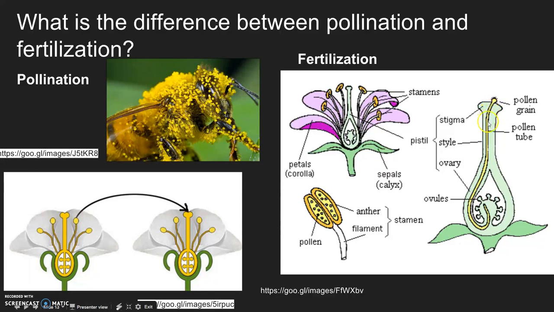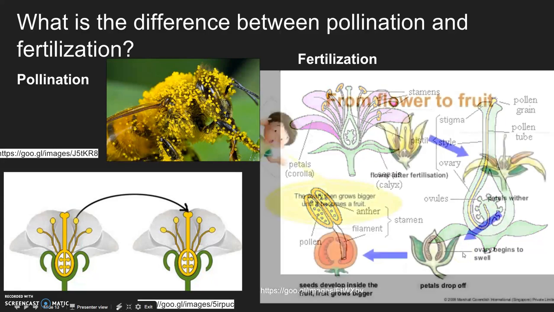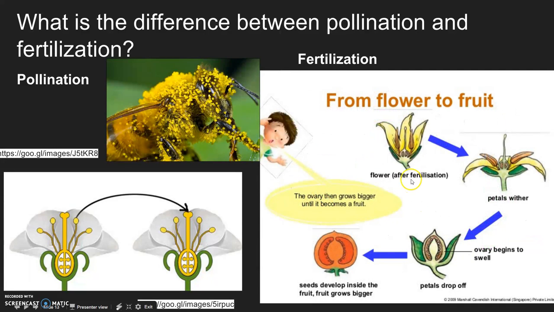And it creates a tube that goes all the way down the style and it goes into the ovary and into the ovules. And that allows the sperm cells that are in the pollen to connect with the egg cells that are in the ovules. And so now the ovules are fertilized. So what's going to happen next? You got it. Okay. The fertilized ovules are going to become seeds.